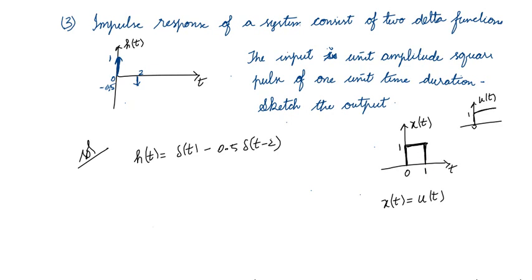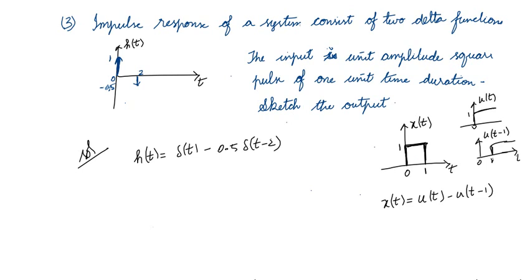That means I am going to add another signal. Which is this? This is u of t minus 1. This is your u of t, this is your u of t minus 1. If I subtract these two signals, what happens? u of t minus u of t minus 1, I will get this signal. So x of t is u of t minus u of t minus 1.